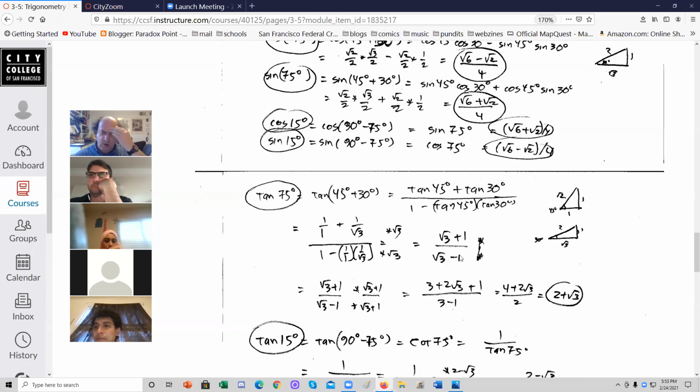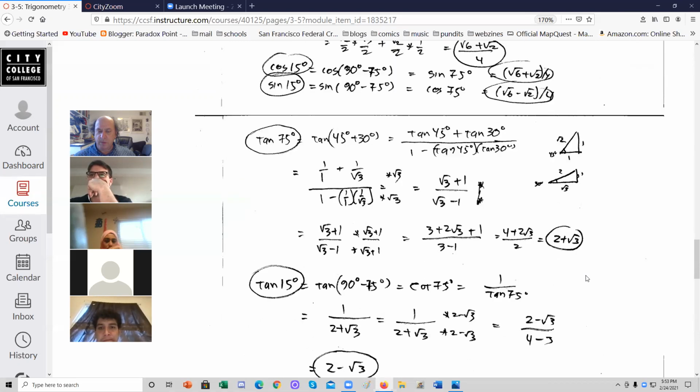But we want to rationalize the denominator. We'll multiply above and below by root 3 plus 1. And the denominator, root 3 minus 1 times root 3 plus 1 is 3 minus 1, or 2. In the numerator, root 3 plus 1 times itself is 3, plus 2 root 3, plus 1. After a bit of work, this becomes 4 plus 2 root 3 all over 2, and some cancellation later, you get 2 plus root 3.